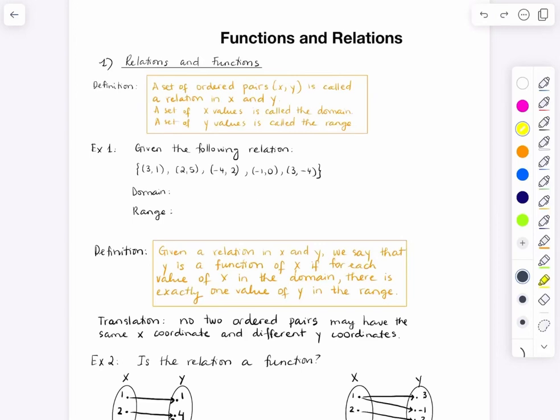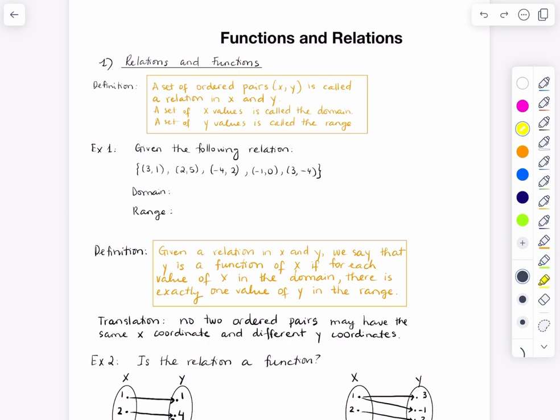In this section, we're going to talk about functions and relations. Let's talk about relations first. Many quantities in life are related to each other, such as mailing cost and the weight of the package, or test score and the number of hours of study.